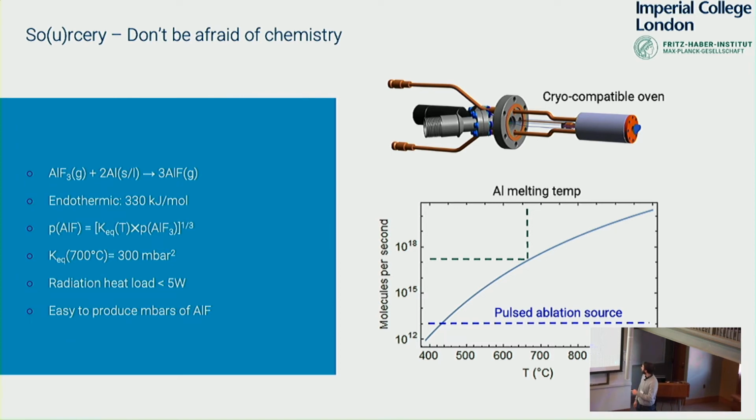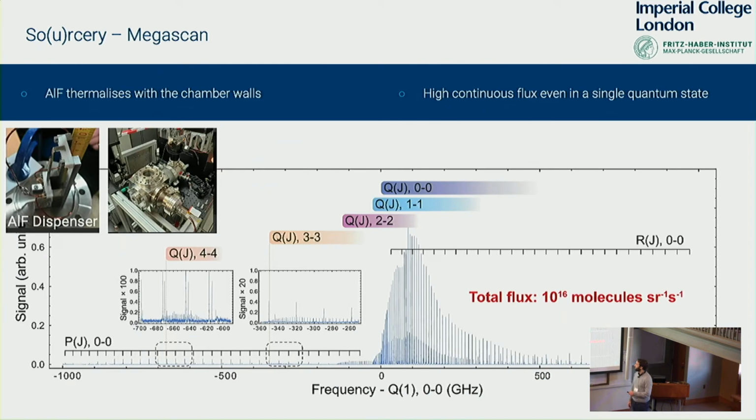We developed this beautiful cryo-compatible oven, because obviously it's a hot thermal source, so we want to cool it down to compress the rotational state distribution. It only puts about 5 watts onto our cryocooler. So this is what we call a mega scan. We scan 2 terahertz in the deep UV to measure the rotational state distribution of this hot source. And you see we get about 10 to the 16 molecules per steradian per second coming out. Even in a single quantum state, it's already a pretty decent flux. But now we still want to cool it in a buffer gas cell.